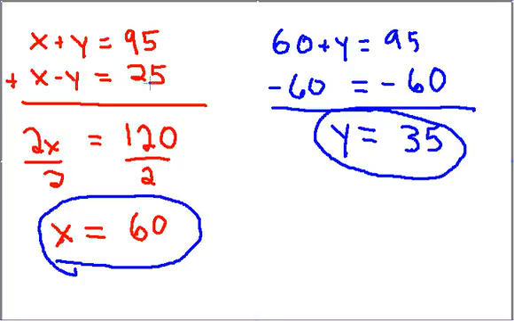So what we've done now is we've found out the values for x and y that will be solutions to both of these equations. And if we were to write them as an ordered pair, remember in your ordered pair, your x value comes first and then your y value. So our ordered pair would be 60, 35. That is the solution to these two simultaneous equations.